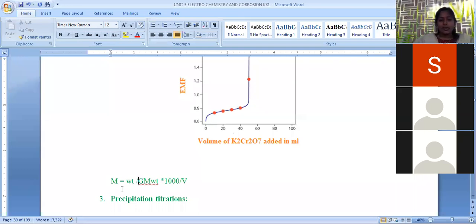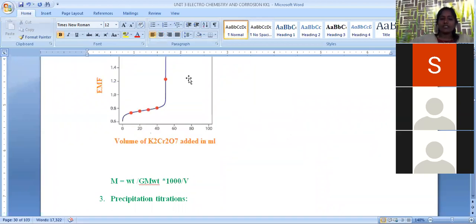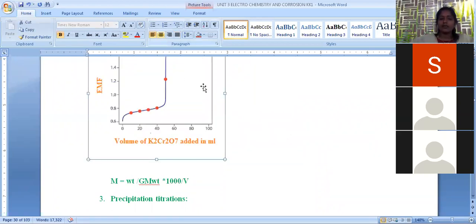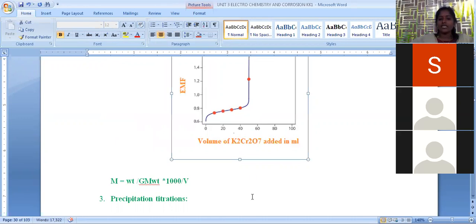When we apply this formula, the weight is what we have to determine, because the molarity term is already known. That's the reason why weight is equal to molarity into gram molecular weight into volume by 1000. That is the formula. When we apply that formula, we will get the exact weight of ferrous ion in the solution. In this way, estimation of ferrous ion solution is possible by using this redox potentiometric titration.